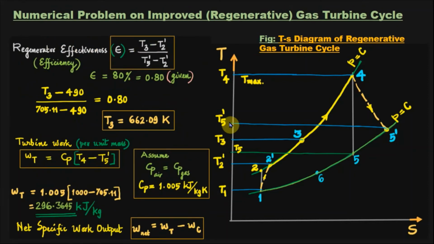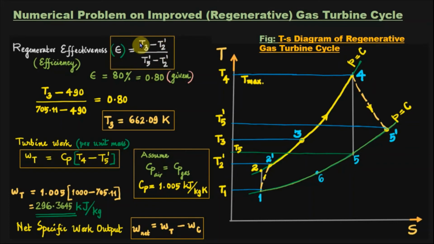Now we will proceed to the regenerator. There one unknown temperature is there, T3. What is the temperature of the air coming out of the regenerator after getting heated by using the waste heat from the exhaust gases? That can be found out by regenerator effectiveness. What is effectiveness of a regenerator? We have explained already: actual heat transfer by maximum possible heat transfer. So we know this relation already. Effectiveness epsilon is given by (T3 - T2 dash) / (T5 dash - T2 dash).